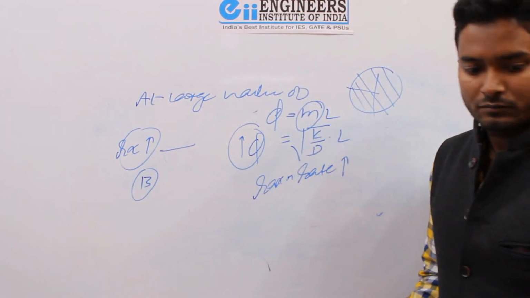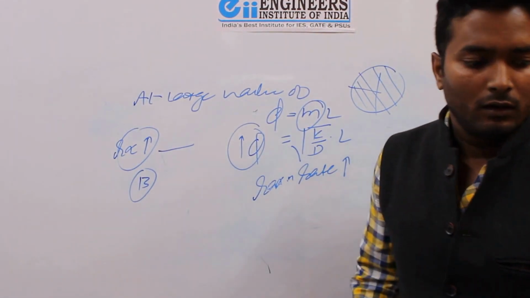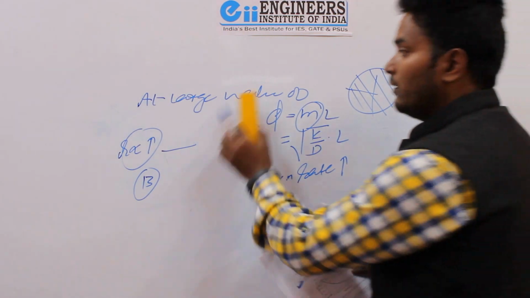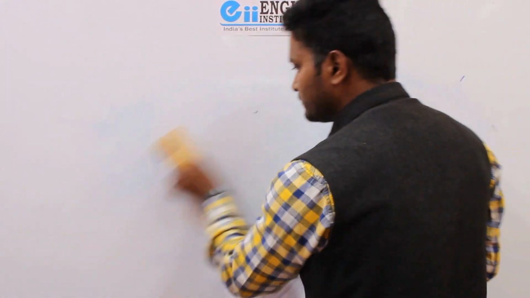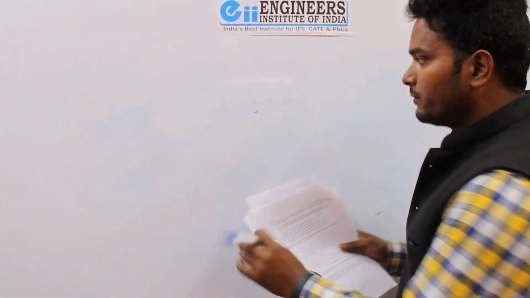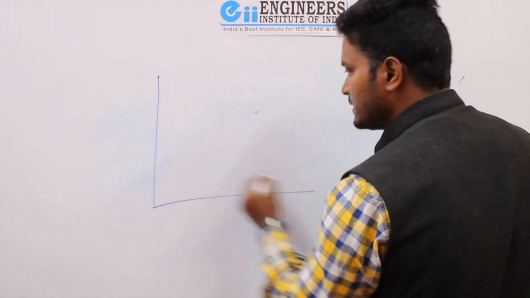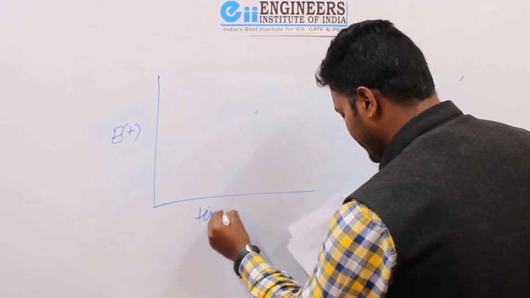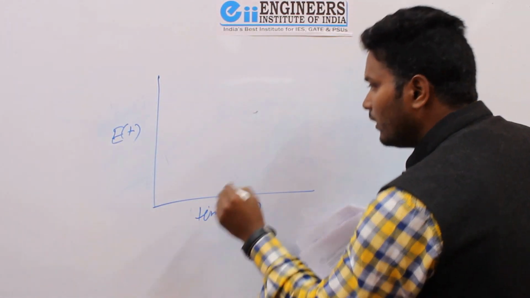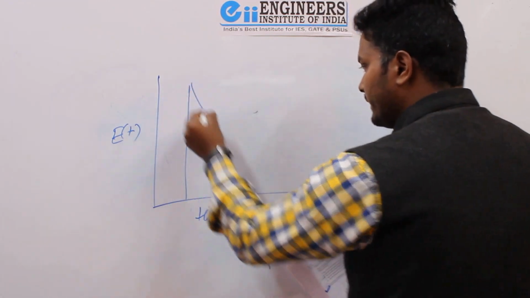Now let us come to the next question. The next question is based on the non-ideal reactor. In this problem, they have given the E(t) curve. This is the E(t) curve, and this is time, given in minutes.